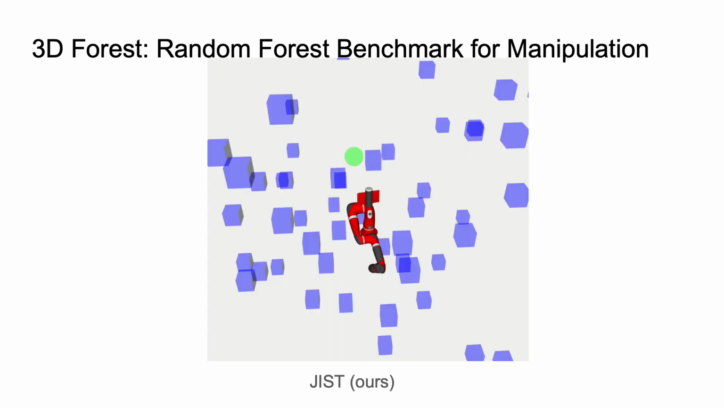Finally, another domain where we demonstrate JIST's capabilities is manipulation. Here, using JIST, a six degree-of-freedom simulated robot arm successfully manipulates its end effector to the goal while avoiding randomly moving dynamic 3D obstacles with ease.